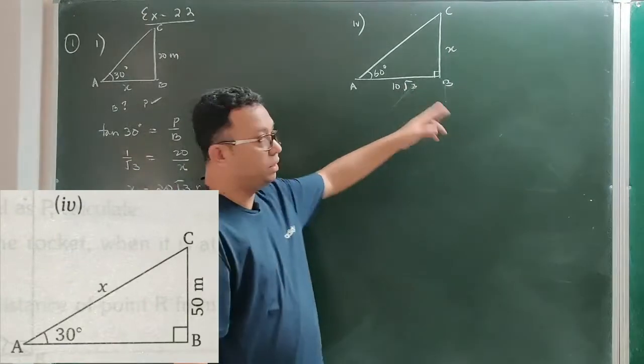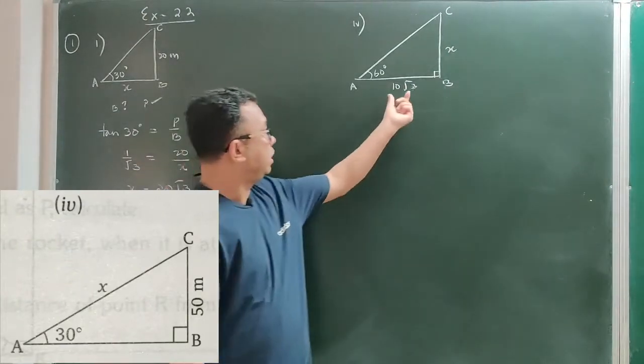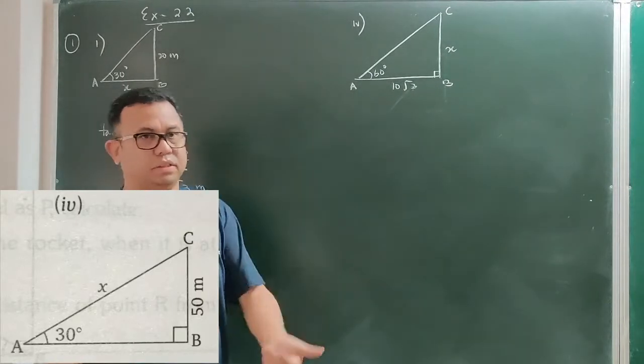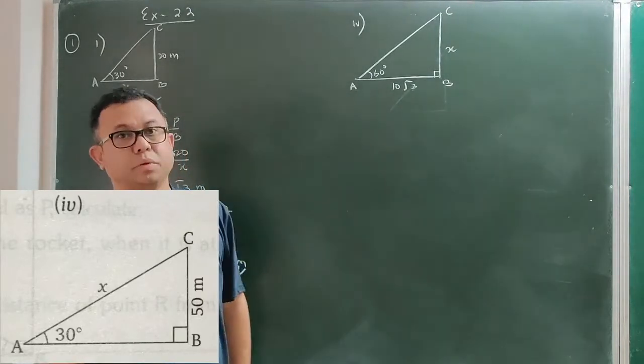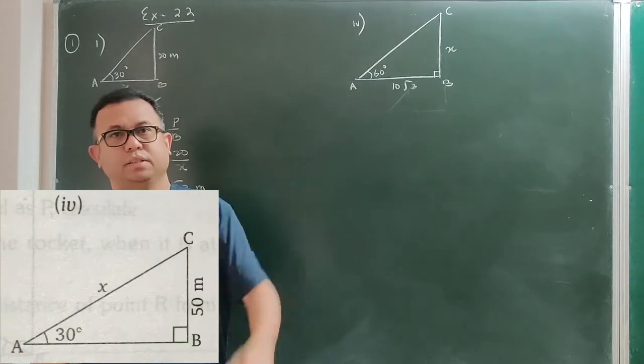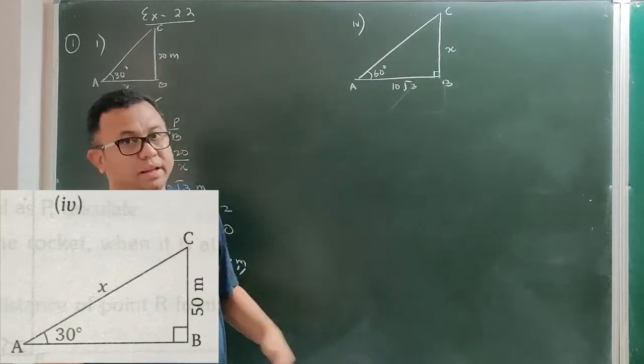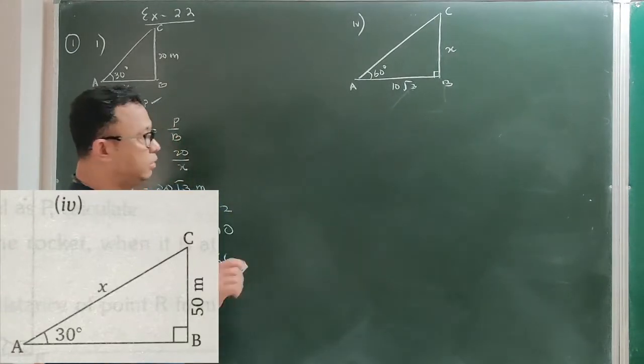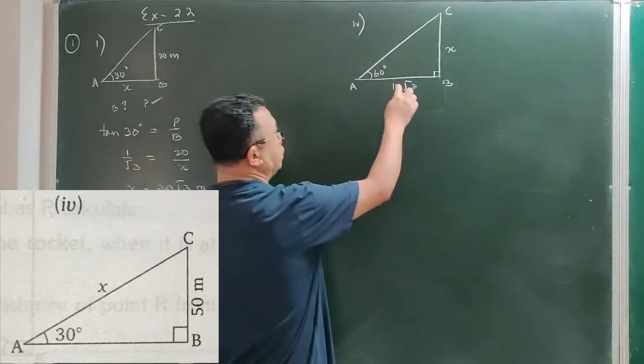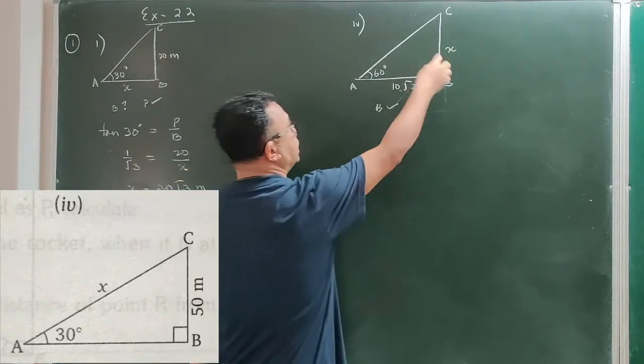But some of you may be terrified looking at this, sir, what is that 10 root 3? It's very simple and easy, because it is with respect to tan, and tan 60 degree has the value root 3. So that root 3 may get cancelled, or it may be easily converted. Now you will see that. So what is given to you? You are given base. What is asked?